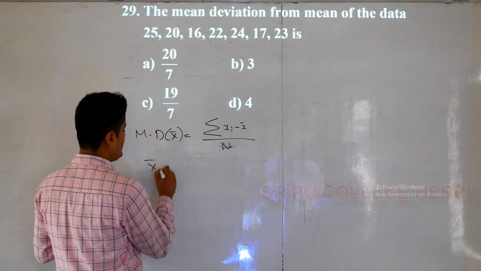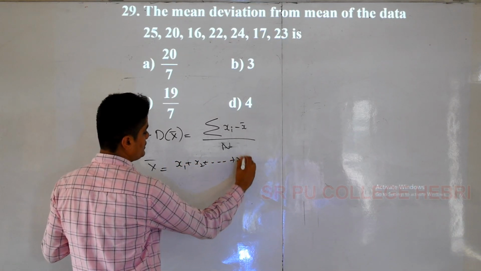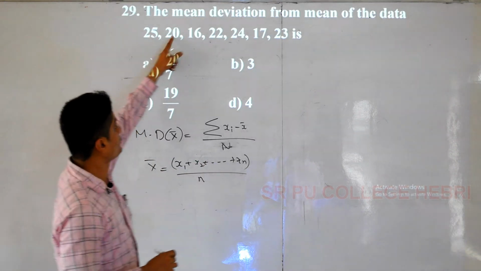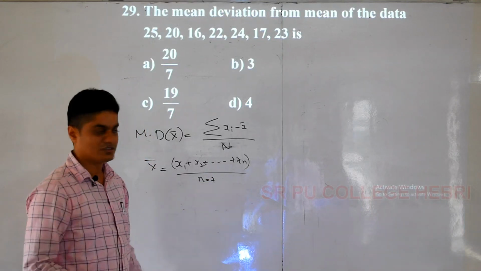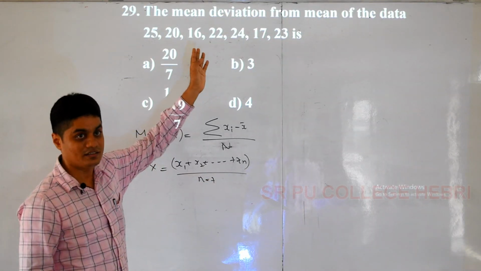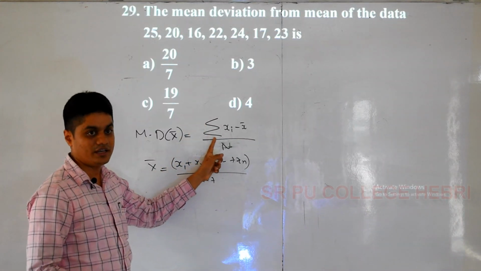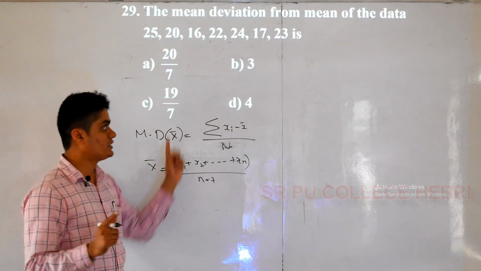Now how to get x bar? x bar is nothing but x1 plus x2 and so on up to xn, divided by the number of elements: 1, 2, 3, 4, 5, 6, 7. So n is equal to 7. So add all this, that is the challenging part, adding all this, dividing by 7, then using it in this formula. That is the challenging part, you need practice. So I gave the concept, so it is your work to calculate this.